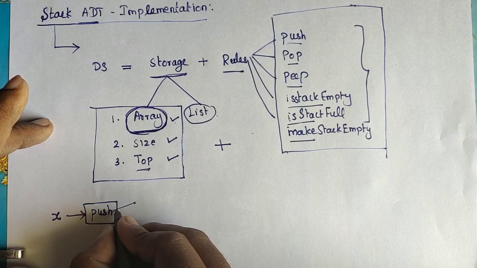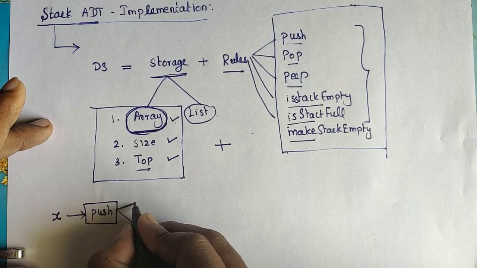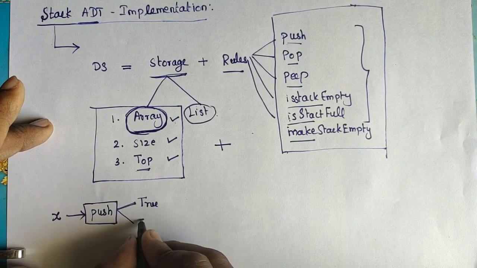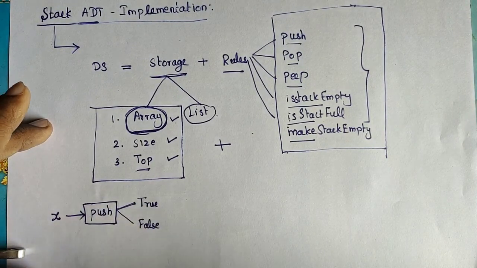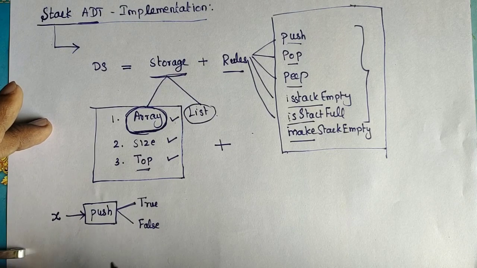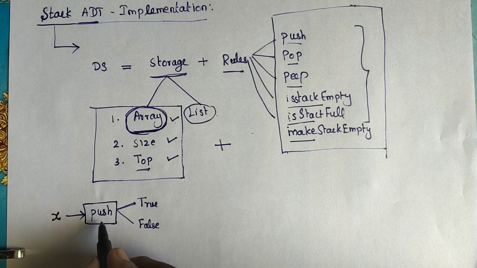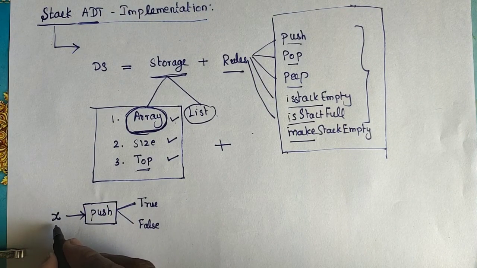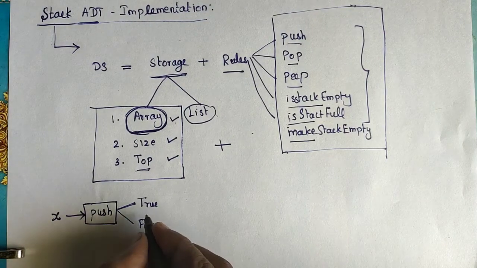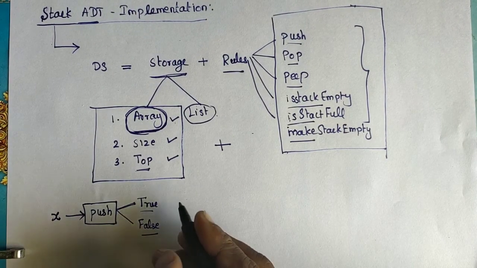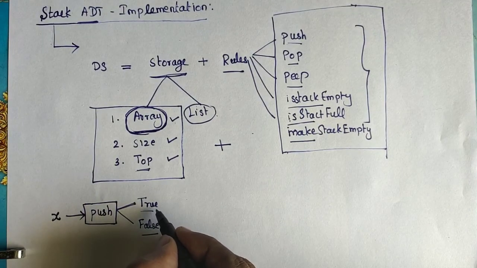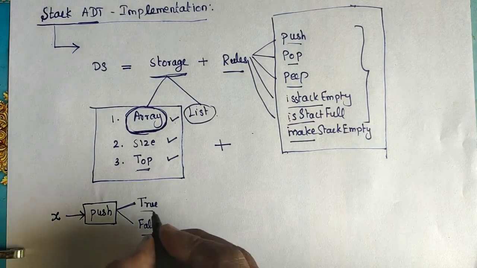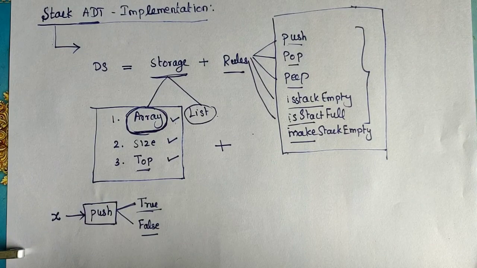Like that, we have to return to the caller whether the operation is a success or not, that is true or false. That needs to be sent to the user, that is the caller. So that the user of the push operation, that is the user of the stack, will identify whether the element x is inserted successfully or not by this return value. So the push operation needs to return this information, either true or false, to the user.